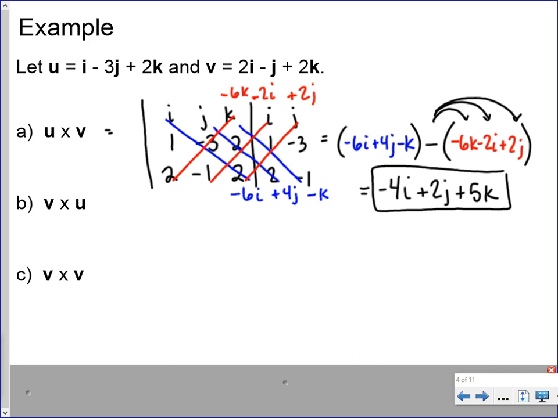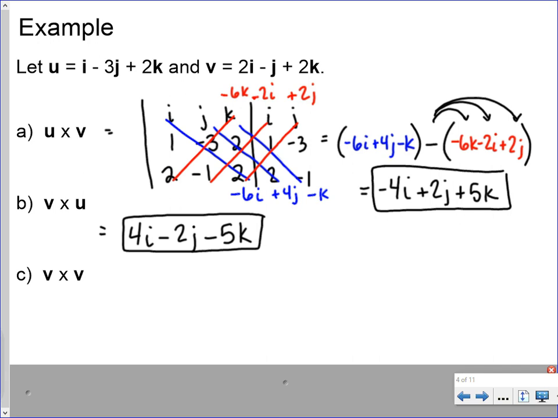For B, the cross product of V and U, just read me your final vector there. 4i minus 2j minus 5k. Okay, that is the correct answer. What kind of connection do you see to the cross product going the other direction? Lucy? It's like the same, but it's just different.